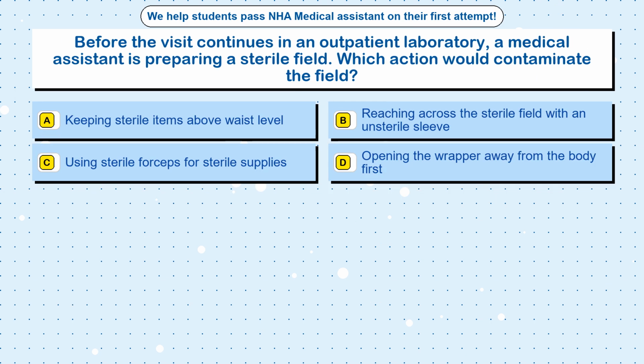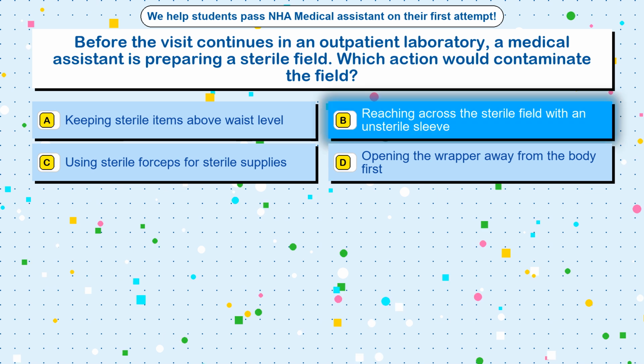Question 44. Before the visit continues in an outpatient laboratory, a medical assistant is preparing a sterile field. Which action would contaminate the field? Option A, keeping sterile items above waist level. Option B, reaching across the sterile field with an unsterile sleeve. Option C, using sterile forceps for sterile supplies. Option D, opening the wrapper away from the body first.